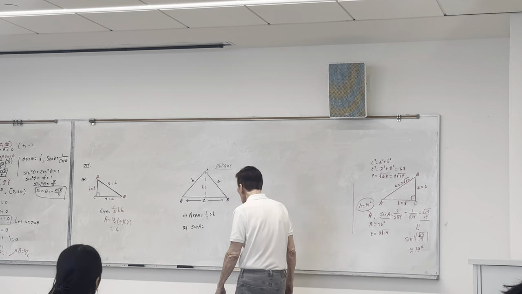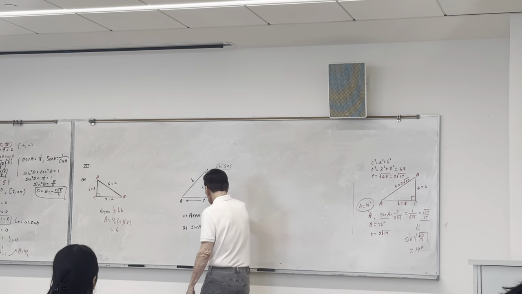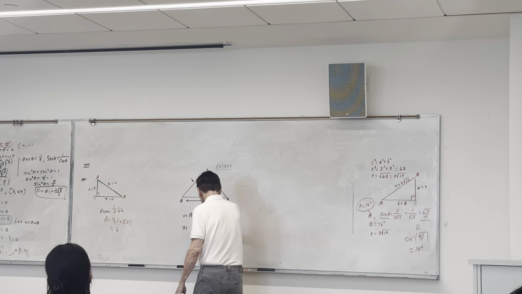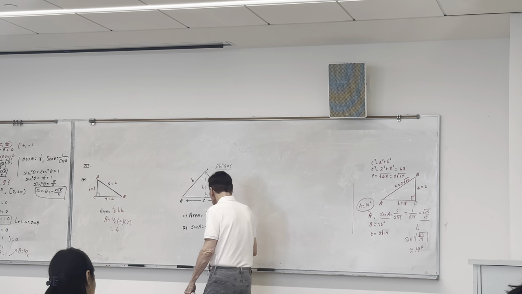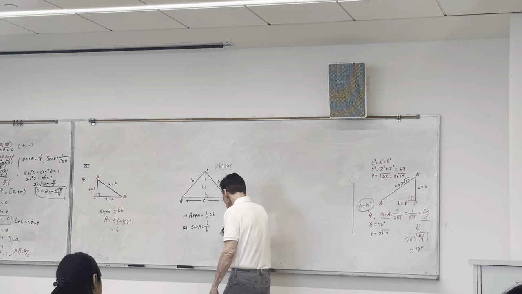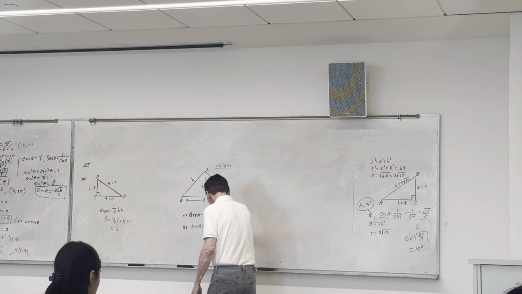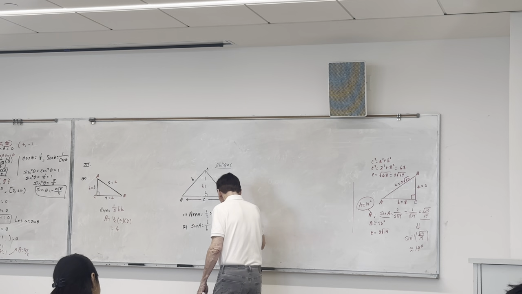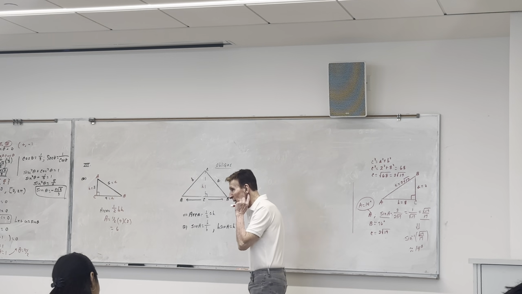Anyone? Anyone at all? H over B. There you go. H over B. That's the opposite over the hypotenuse. Now, Michael, with that said, I'm going to express it like this: B sine A is equal to H. Let's do a quick cross multiplication. I got the H by itself.